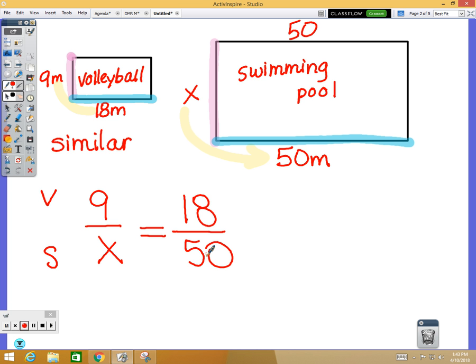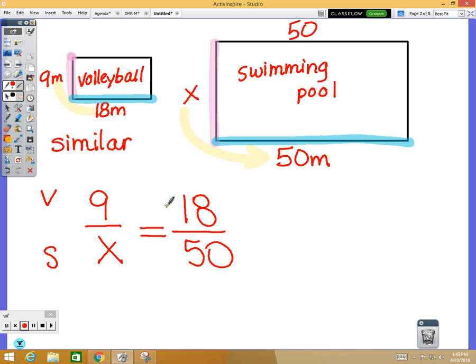Okay, so notice I put a V up here to help me remember to put my volleyball court's measurements on top, and an S down here to help me remember to put my swimming pool on the bottom. That's important. We don't want swimming pool on the bottom in this ratio and then swimming pool on top in the other ratio. That'll mess it up. So 9 and X match up, 18 and 50 match up.